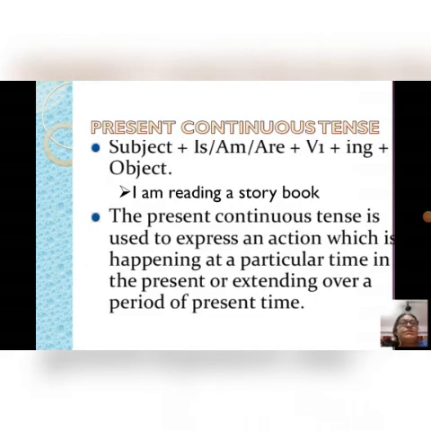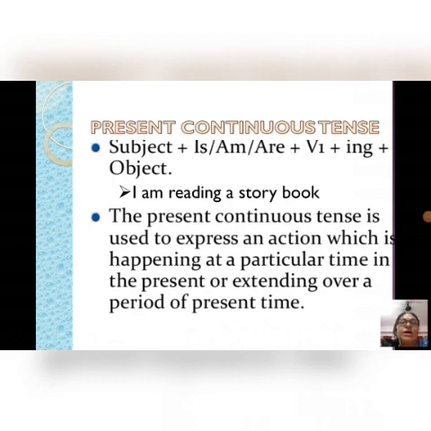Next is present continuous tense. The present continuous tense is used to express an action which is happening or going on at a particular time in the present or extending over a period of present time. So we use present continuous tense for those actions which are going on at the time of speaking.